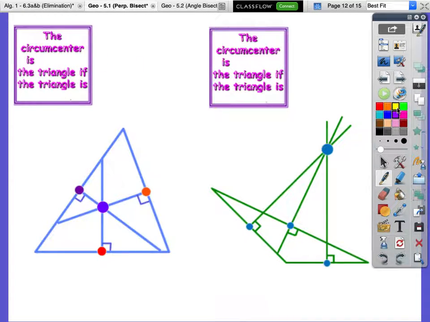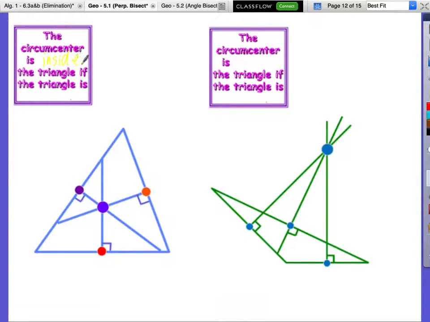The circumcenter is inside the triangle if the triangle is acute. So we have the three perpendicular bisectors here, and they meet at the circumcenter.